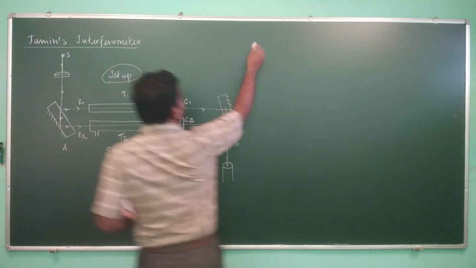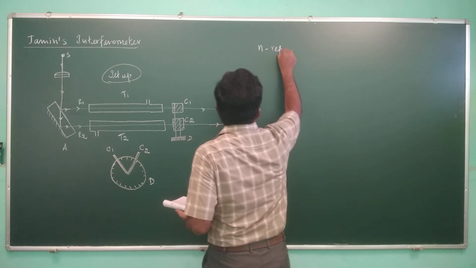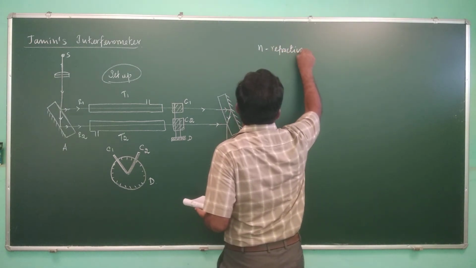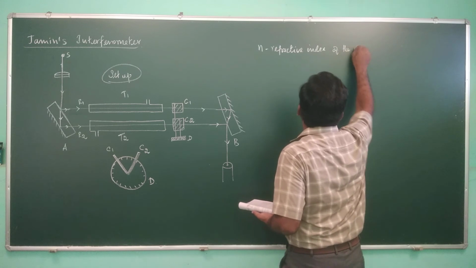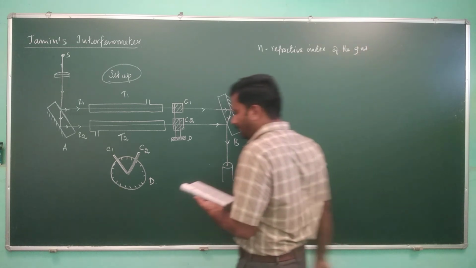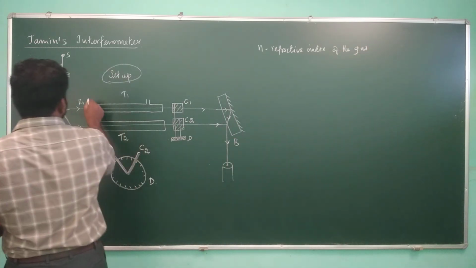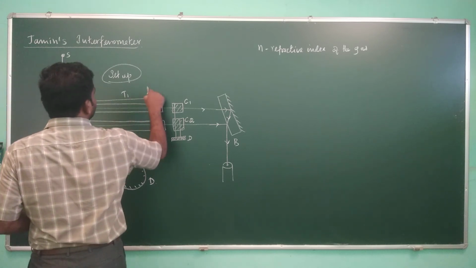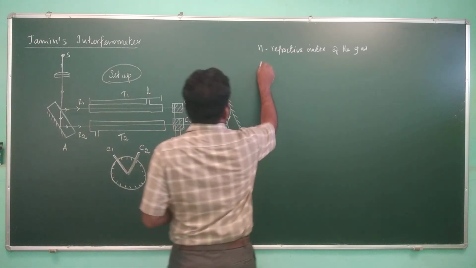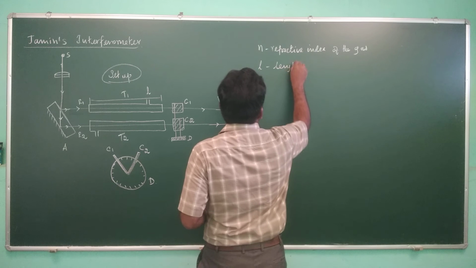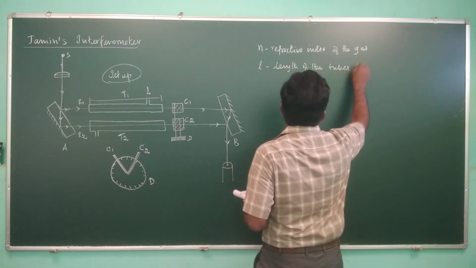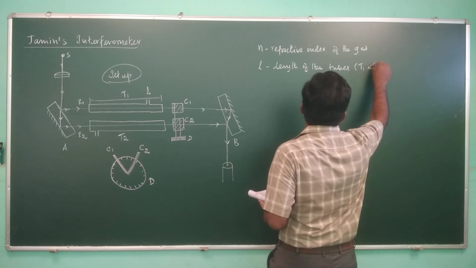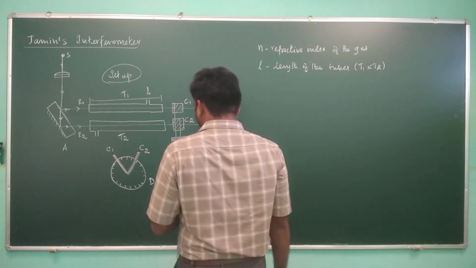So let N be the refractive index of the gas. Then L is the length of the tube. Both tubes have the same length, so the length of T1 and T2 is L.